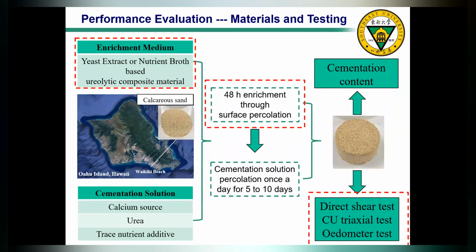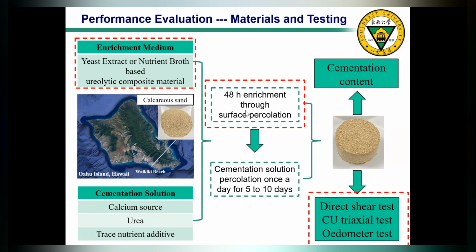So then it comes to the performance aspect. In this part, firstly, I would like to introduce the material and testing method. The soil sample is sourced from Waikiki Beach in Hawaii, because this is a study I performed in Hawaii. Then we prepare the enrichment medium, which contains either YE or nutrient broth, and urea. This is a composite material. And then we have the cementation solution, which aims to generate bio-cementation.